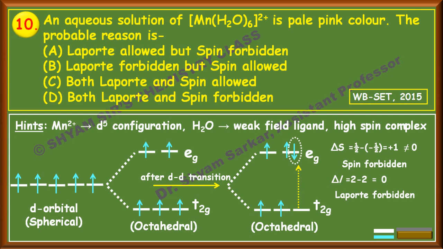But you should remember one point here, that the pale pink color of this complex appears due to vibronic coupling. During vibronic coupling, some sort of this dd transition is allowed, because this is a centrosymmetric octahedral complex, and due to molecular vibration or vibronic coupling, this type of transition becomes partially Laporte allowed. That's why a pale, that is light pink, color is observed in this type of complexes. Okay, so remember this point.